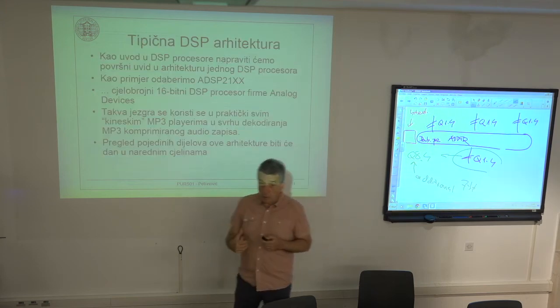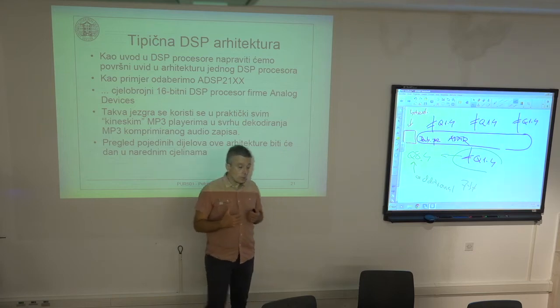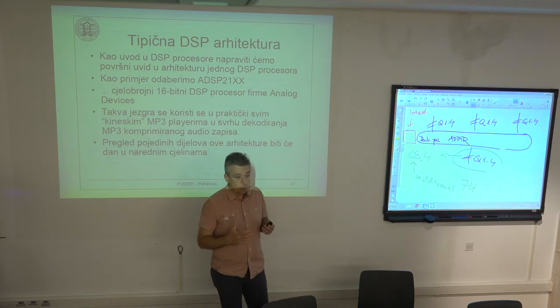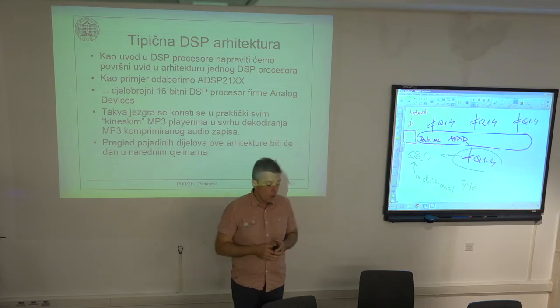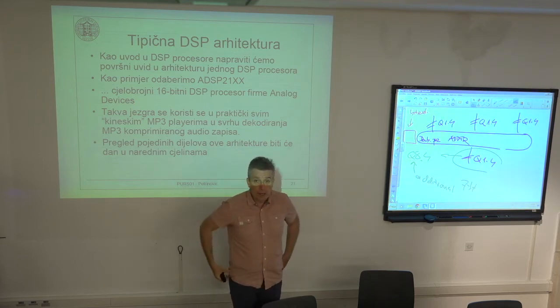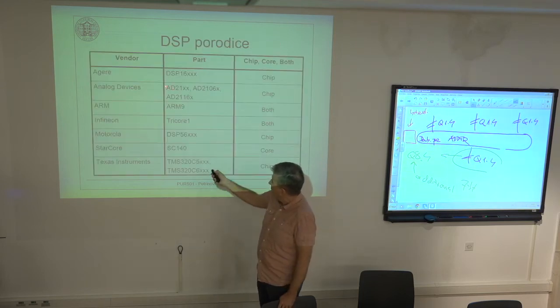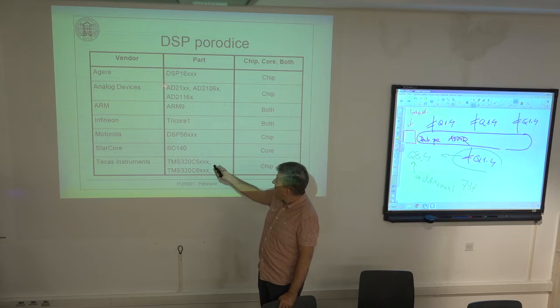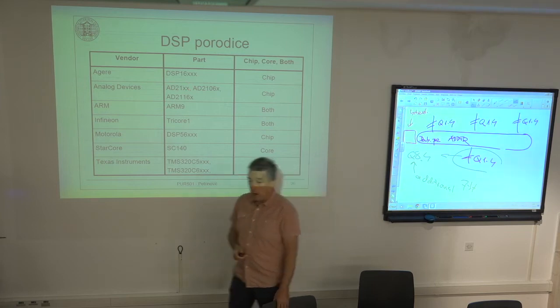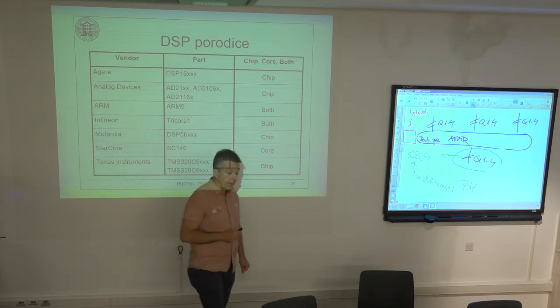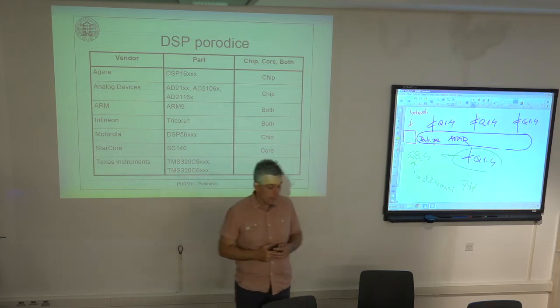Okay, and now we will try to describe the basic idea of these DSPs and their architecture on an example of one very simple DSP. This DSP is from the company Analog Devices. This family here, AD21XX, is a fixed point DSP, and the data path is 16-bit wide.